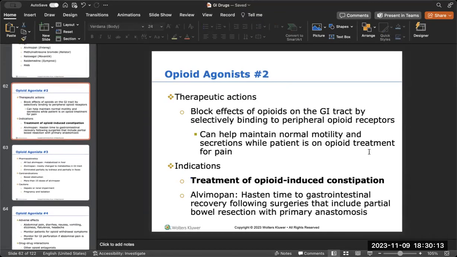So they block the effects of opioids in the GI tract, which helps maintain normal GI motility, or helps you go to the bathroom. Like I said, it's used to treat opioid-induced constipation. And alvimopan hastens time for the GI tract to recover following surgeries. So sometimes when we have a surgery where they have a partial bowel resection, these can help them have faster GI recovery than they would using other medications post-surgery.